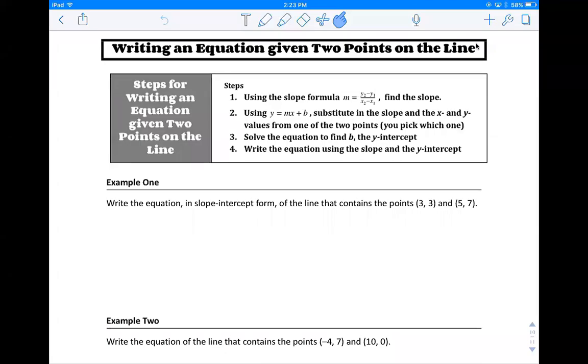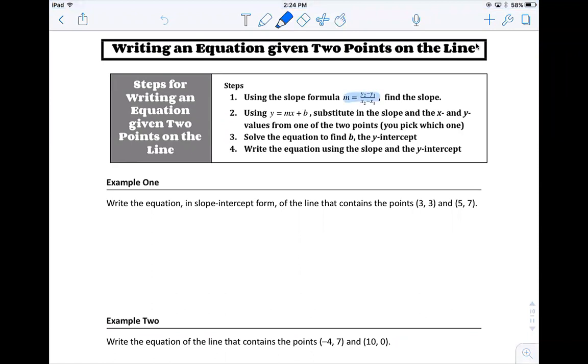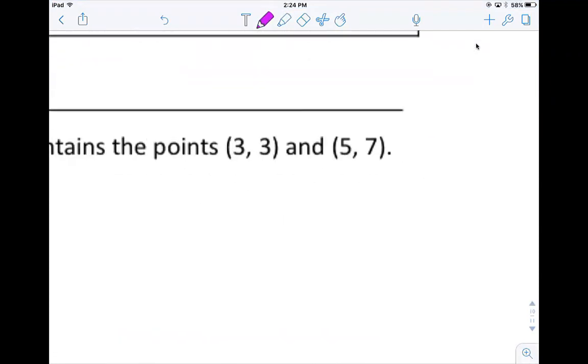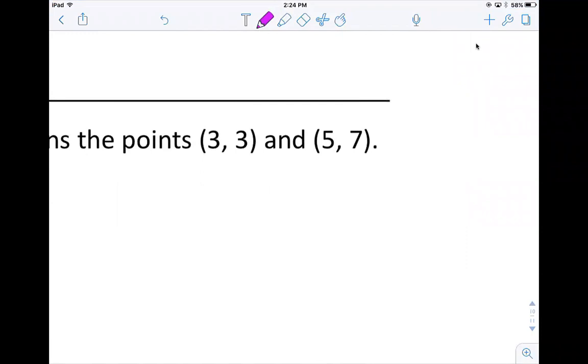In this screencast, we are writing an equation given 2 points on the line. So the steps say you're going to first use the slope formula to find the slope. So that's what we're going to do for problem 1. It says write the equation in slope-intercept form of the line that contains your points (3, 3) and (5, 7).